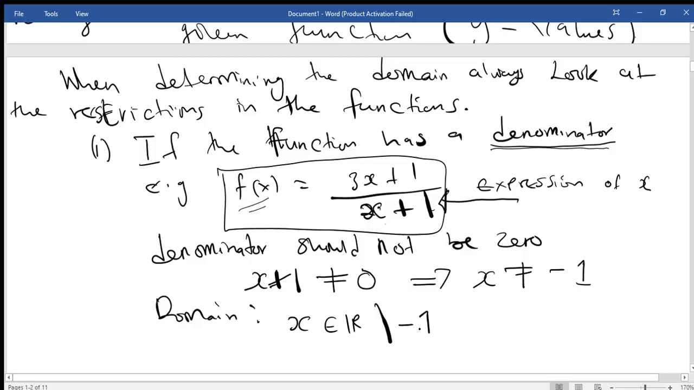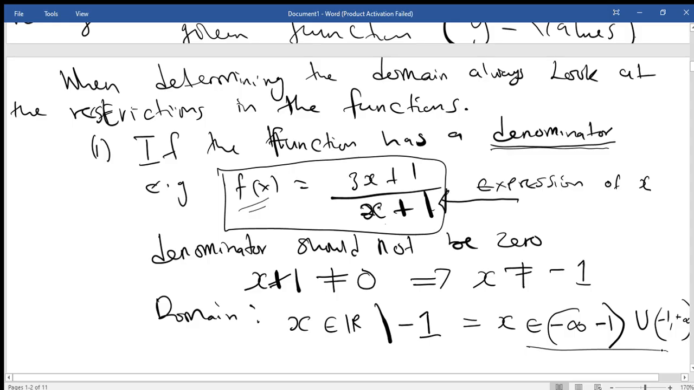And I can write this as x is a member of all real numbers, which will run from -infinity, but when I reach -1, I have to jump that value. I'll use a round bracket. Union from -1 to +infinity. This is another way of representing it. So this is my domain. The focus is on the denominator. That denominator should not be 0. So when you're looking at the restriction, the first restriction you can look at is the denominator. Do you have an expression of x in the denominator? If yes, equate that thing not to be equal to 0.